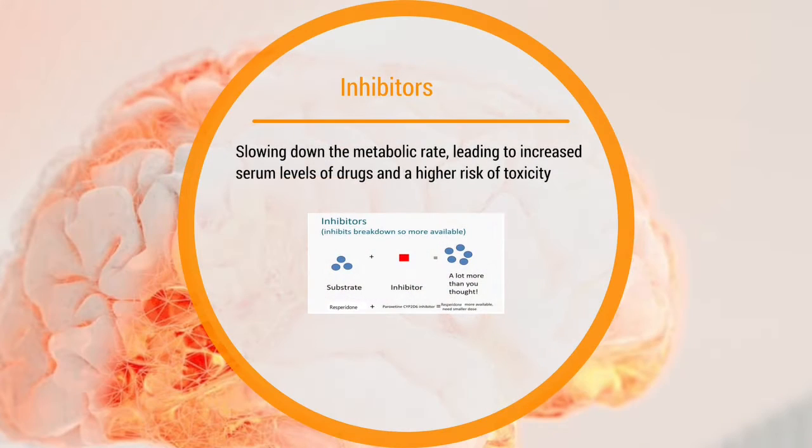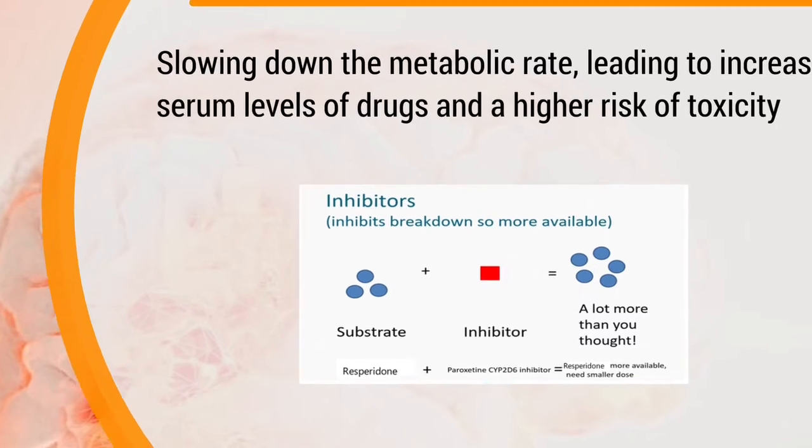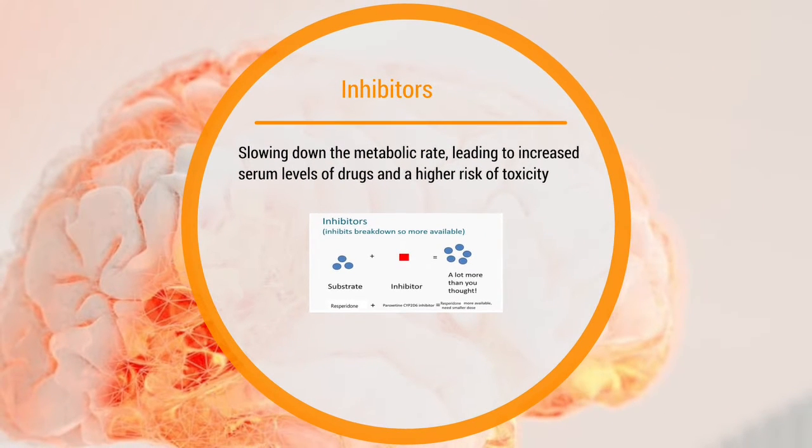And I give you an example here. Just focus on the inhibitors. So you have a substrate, let's say 3 little balls here, plus one inhibitor. Look to the right here. How many circles do you have? You have 5 little balls left over. So that's a lot more than you thought. You started with 3, but because it's an inhibitor, now you have more in the body. Therefore, you could be risking a toxicity level. So with inhibitors, more of the medication could cause toxicity levels.